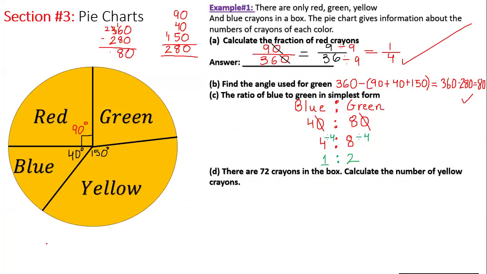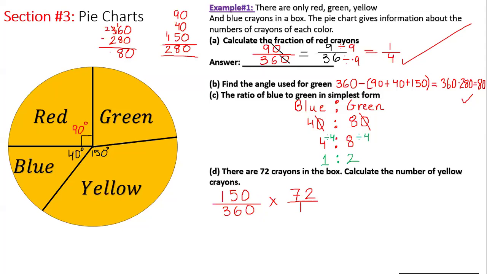So it's going to be 150 over, what is the total? It's going to be 360. Very good. Now it says there are 72 crayons in the box. So it's going to be 150 over 360 multiplied by 72 over 1.